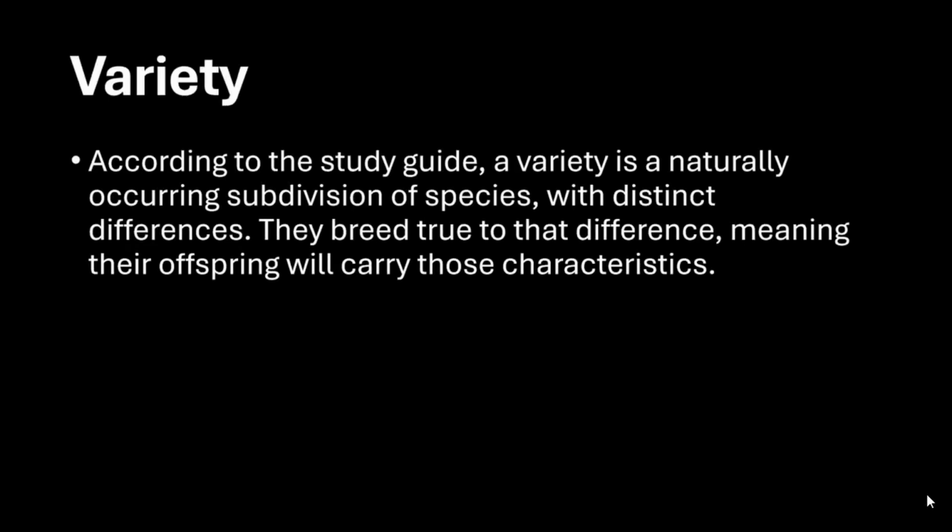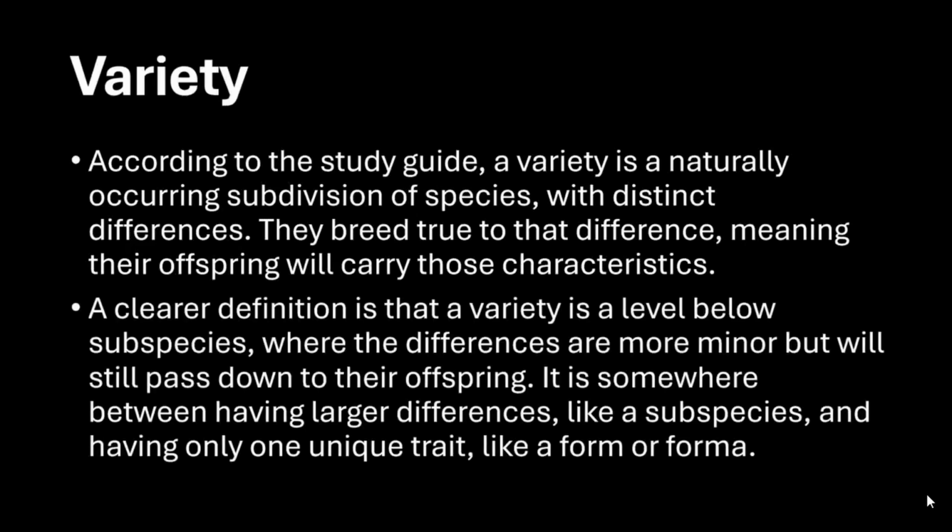Variety. According to the study guide, a variety is a naturally occurring subdivision of species with distinct differences. They breed true to that difference, meaning their offspring will carry those characteristics. A clearer definition to me is that a variety is a level below subspecies, where the differences are more minor but will still pass down to their offspring. It's somewhere between having larger differences, like a subspecies, and having only one unique trait, like a form or forma.